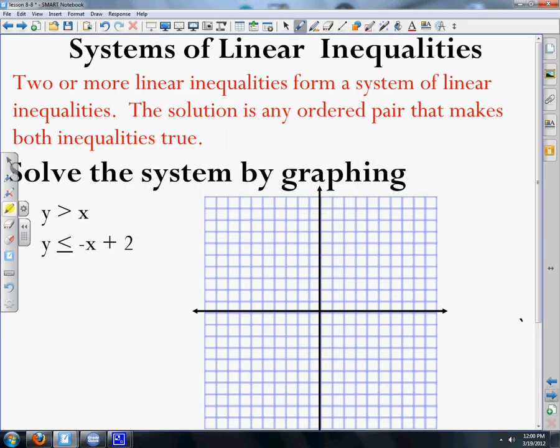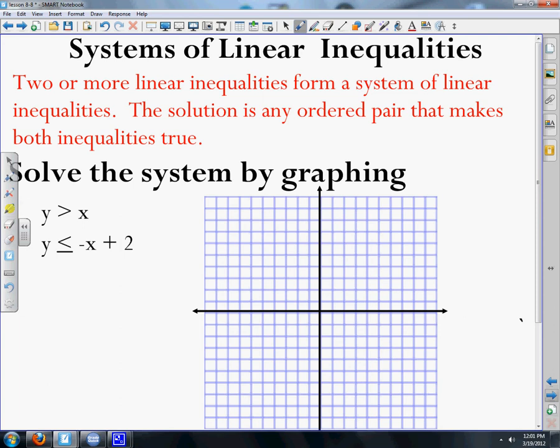So now we're going to look at systems of linear inequalities, and that's just two or more linear inequalities form a system of linear inequalities. The solution is any ordered pair that makes both inequalities true. So we're going to graph each equation just like we did with systems of equations.